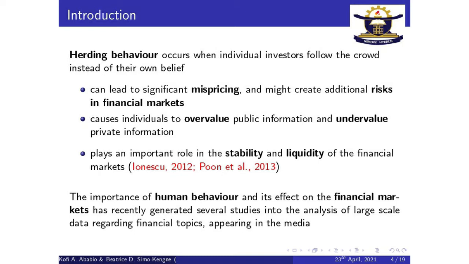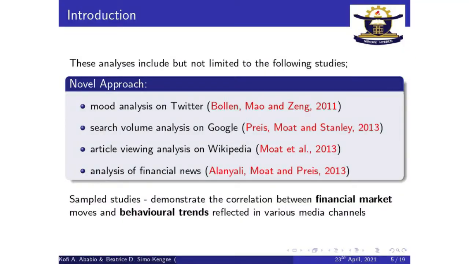The importance of human behavior and its effect on the financial market has recently generated several studies into the analysis of large-scale data regarding financial topics appearing in the media. These analyses include, but are not limited to, the following studies: mood analysis on Twitter, we have Bollen, Mao, and Zeng 2011. We have search volume analysis on Google. We have article view analysis on Wikipedia. And then we also have analysis of financial news. That one was also rated by Alanyali, Moat, and Preis 2013.